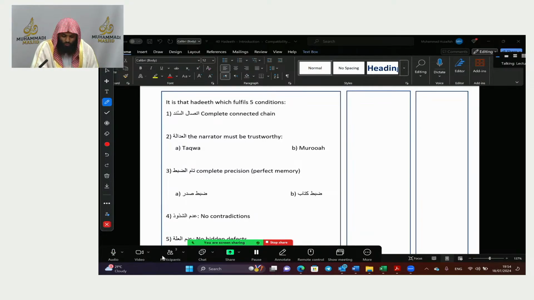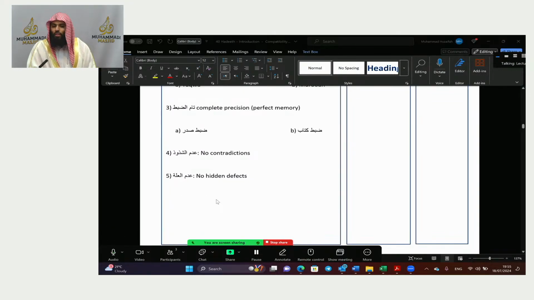The next two conditions are two conditions that cannot be there. Two things that cannot be there. If they are found in the hadith, then we don't accept the hadith. The first, and out of all of the conditions, is condition number 4: Adamu ash-shudhudh. Adam means the absence of. Shudhudh, basically contradictions. There can't be any contradictions.